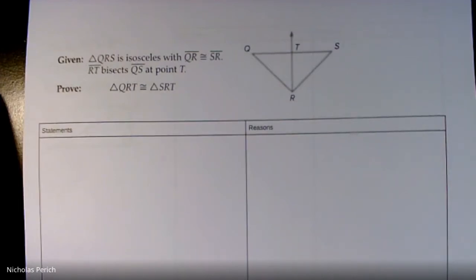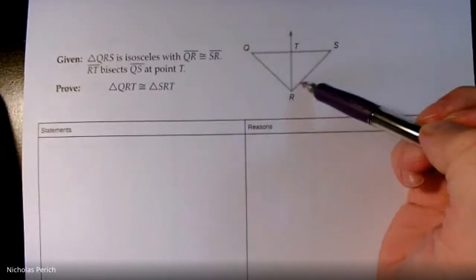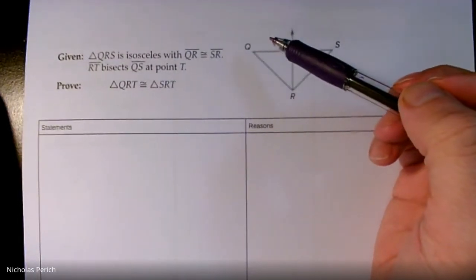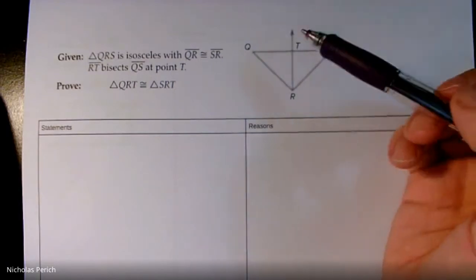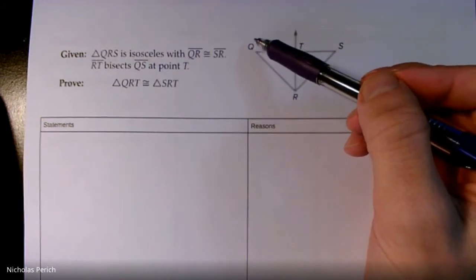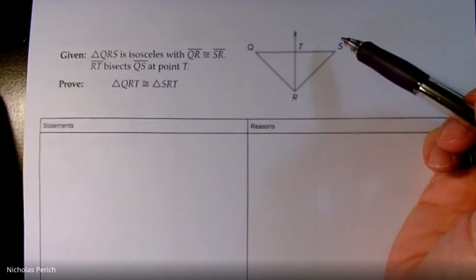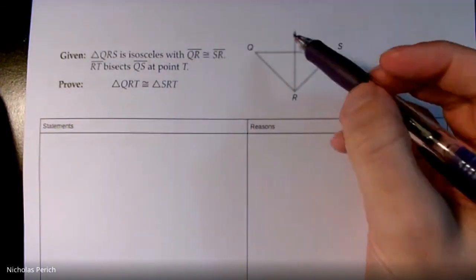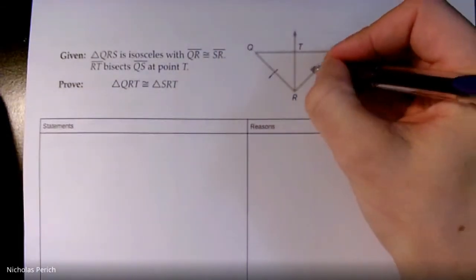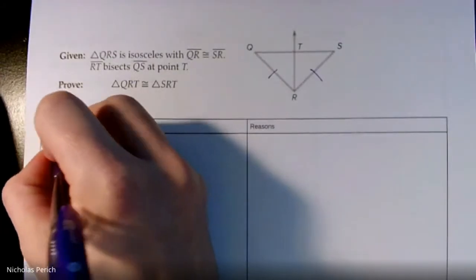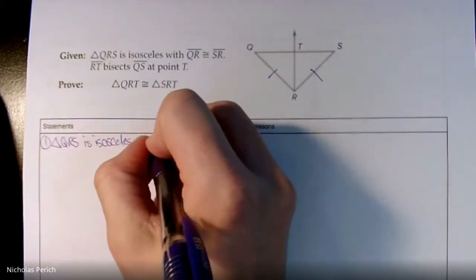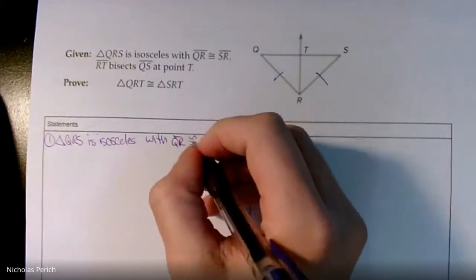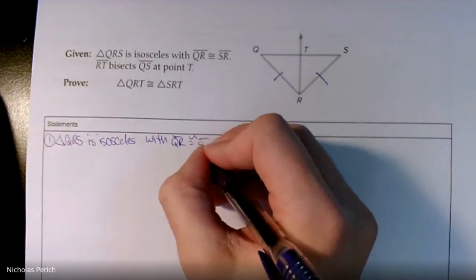So let's analyze what we have here. Triangle QRS. So that's this whole triangle. Triangle QRS is isosceles with QR being congruent to SR. Okay, so that's thing number one. Triangle QRS is isosceles with side QR being congruent to side SR.